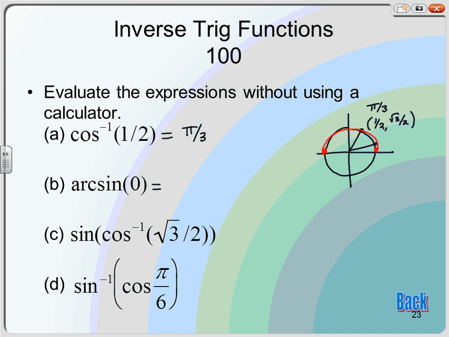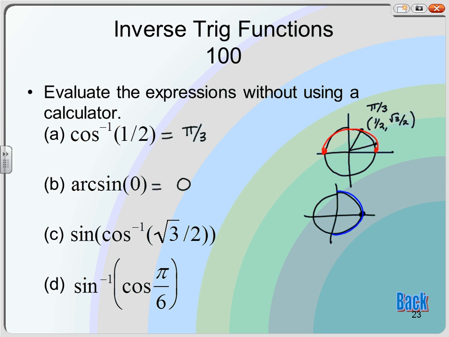Arc sine is the same as inverse sine. So arc sine of 0, on my unit circle, is asking where is my y value equal to 0? My y value is 0 right there, at 0. Arc sine is restricted from negative pi over 2 to pi over 2. 0 is in that range, so 0 is the answer.